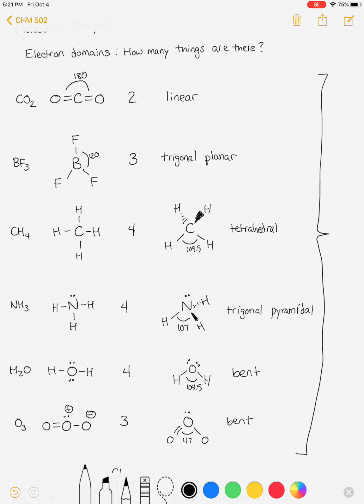As a summary, what we care about is how many things are around the central atom. If there are 2 things around the central atom, we have a linear molecule. If there are 3, we have trigonal planar, or bent if one of the things is a lone pair. And then for 4, we have tetrahedral, trigonal pyramidal if there's 1 lone pair, and bent, again, if there are 2 lone pairs.